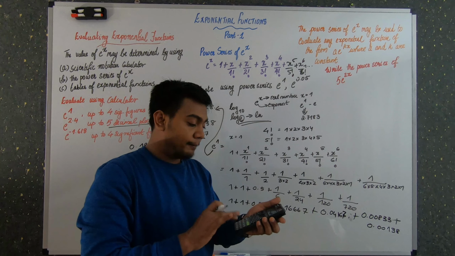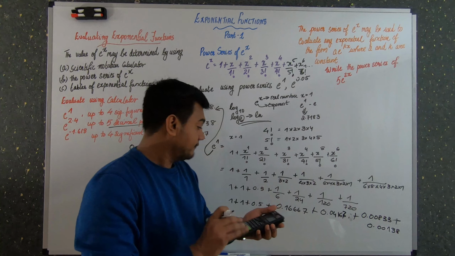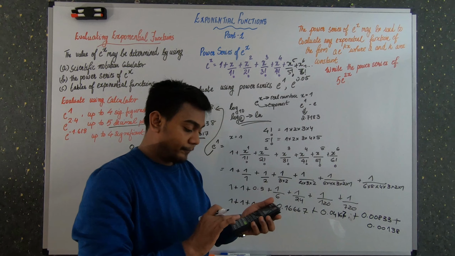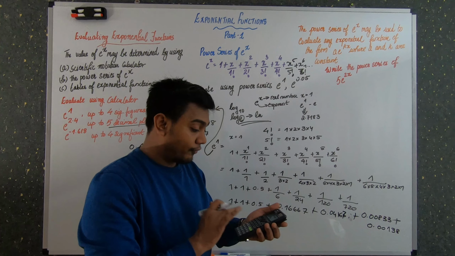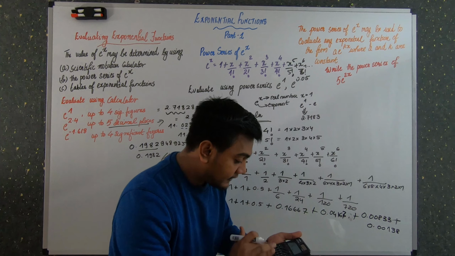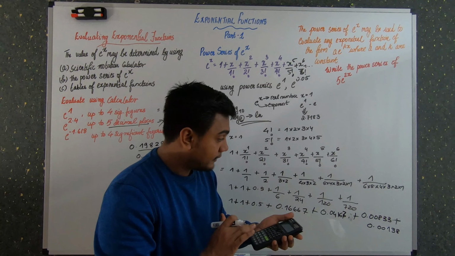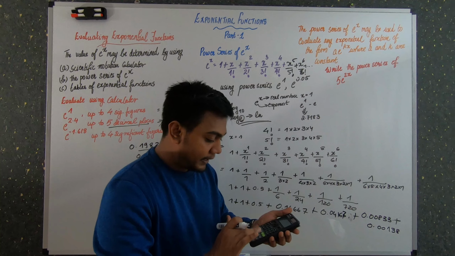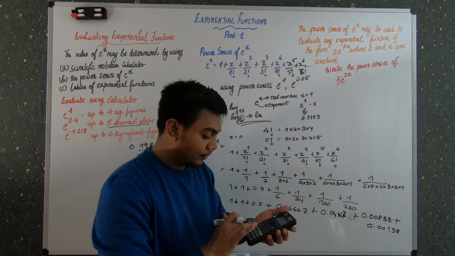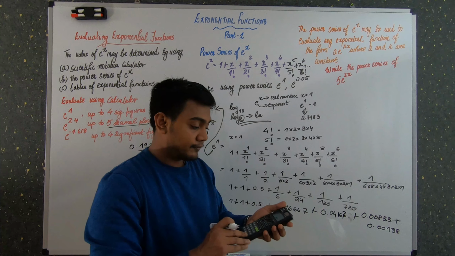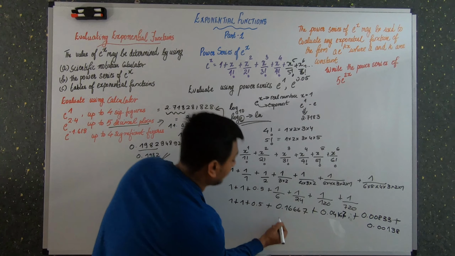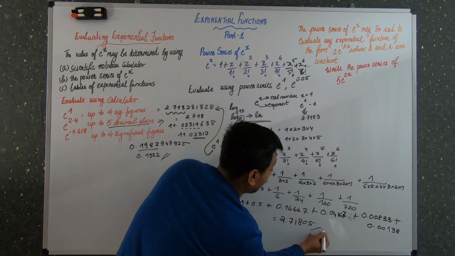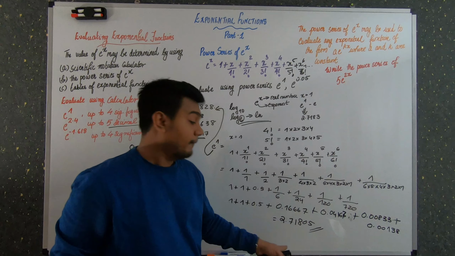So let's add 1 plus 1 plus 0.5 plus 0.1667 plus 0.04167 plus 0.00833 plus 0.00138. I get 2.718805 when approximated to 5 decimal points. Yeah, so this is the value.